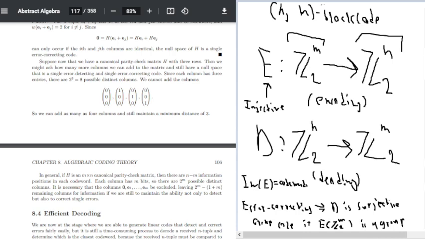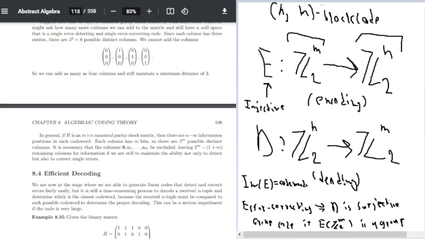Each column has m bits, so there are 2 to the m possible distinct columns. It is necessary that the column 0, e1, all the way up to em be excluded, leaving 2 to the m minus 1 plus m remaining columns for information if we are still able to maintain the ability not only to detect, but also to correct single errors.